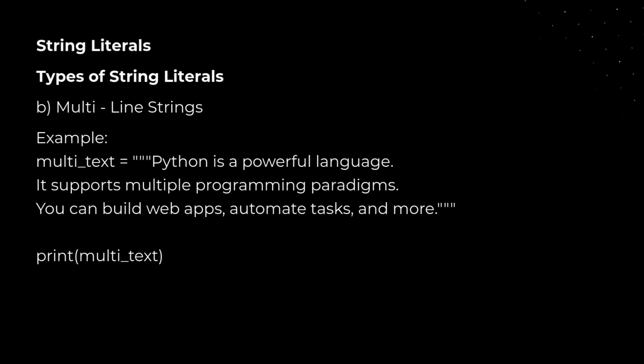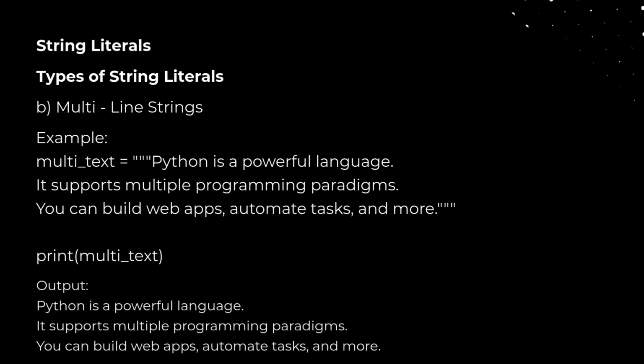Here is a multi-line string example. Multi-text is equal to, we are writing in triple double quotes. Python is a powerful language. It supports multiple programming paradigms. You can build web apps, automate tasks, and more. Print multi-text, and the output is this.